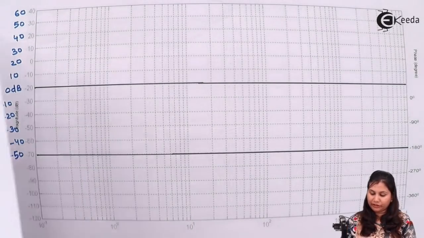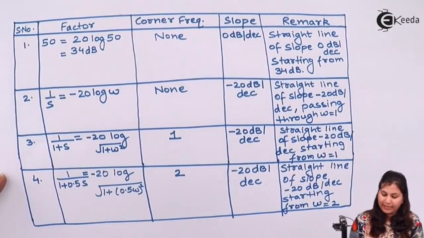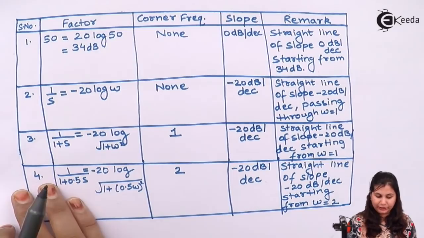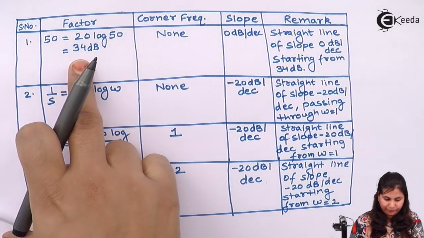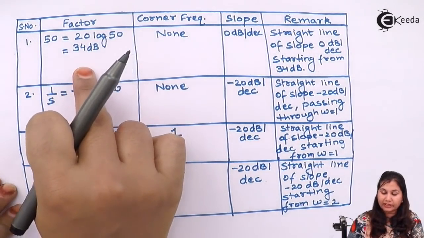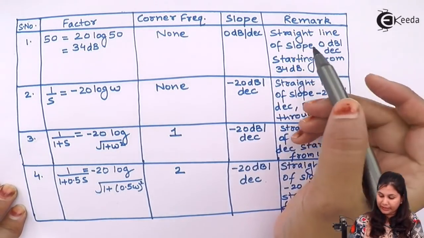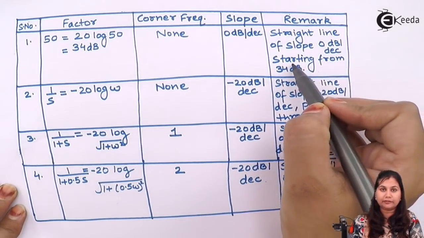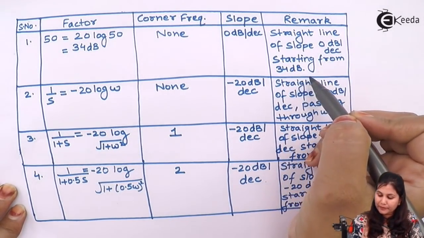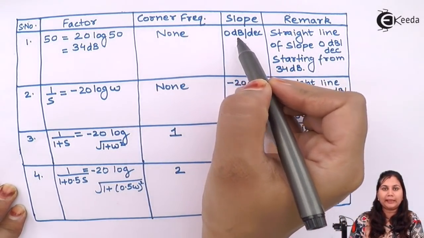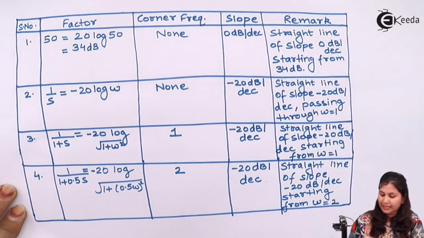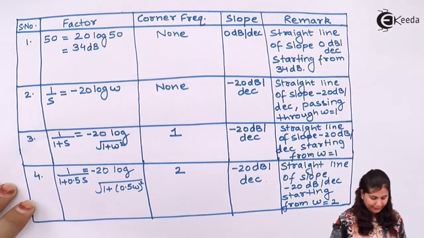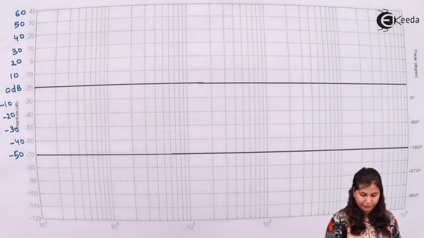For magnitude we have the table like this, okay, and the first factor 50, that is the constant term, was having the magnitude 34 dBs, and it will be represented on the Bode plot by a straight line which is having slope 0 dBs and it will start from the point 34 dBs. Slope is 0, that means it will be a line parallel to the 0 dBs line and it will start from the point 34 dBs. So mark this line on the magnitude plot.